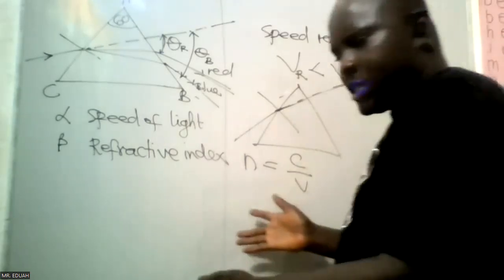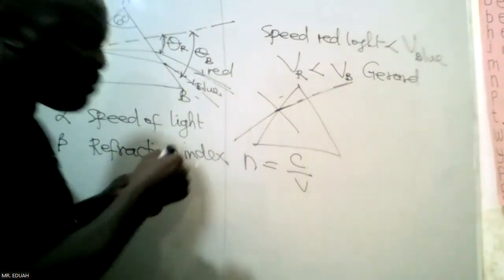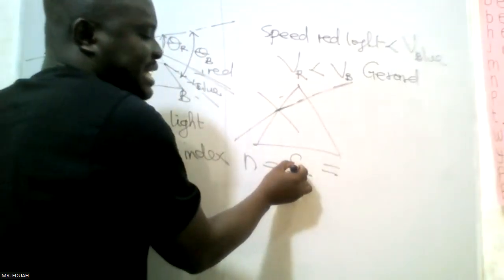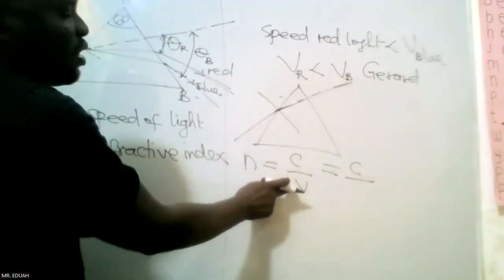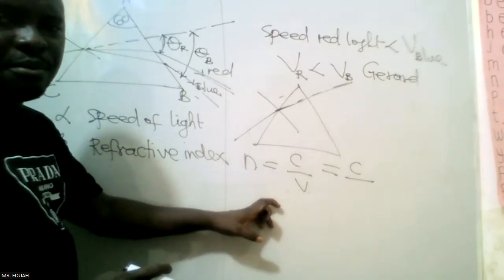If you want to use speed, Deborah, the speed of light in air is constant. Now, the speed of red light in the medium.